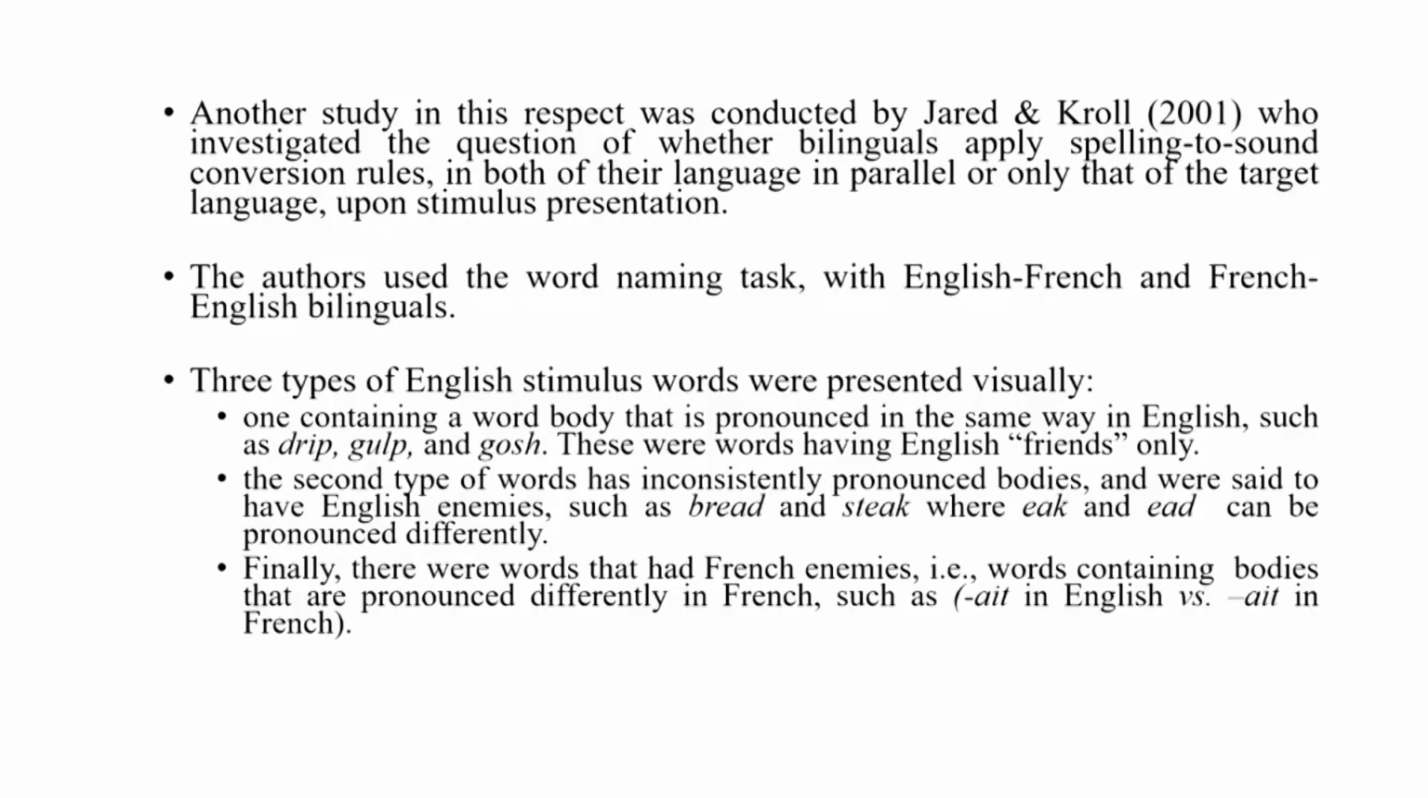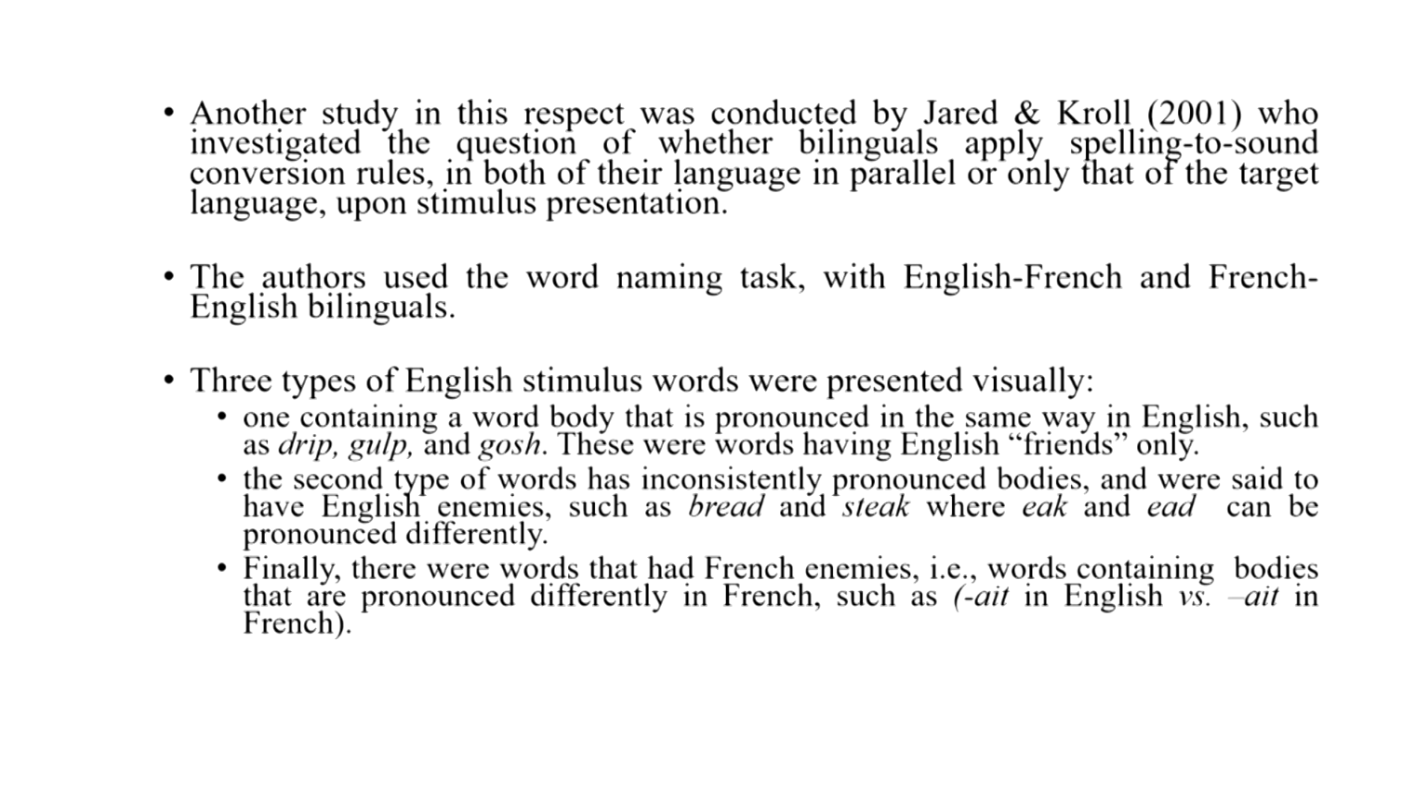Moving on, three types of English stimulus words were presented visually. One type of word contained a body that is pronounced in the same way in English, such as drip, gulp or gosh. These words were supposed to have English friends only. So, they are basically pronounced across the English language in the same way in different words.